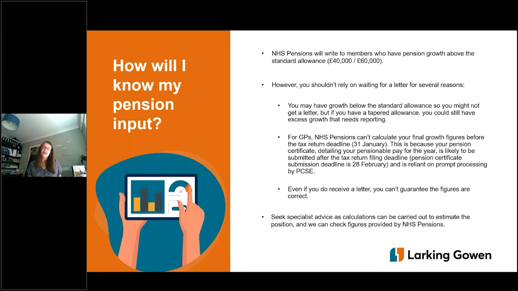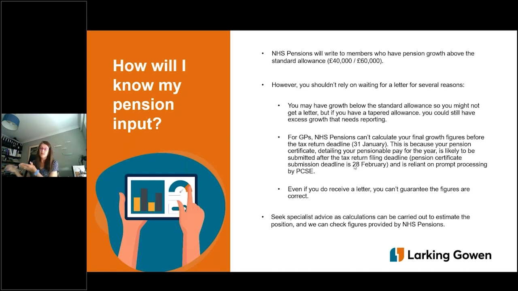So yeah, if you've got a pension excess, you're not going to know about it at the time you need to complete your tax return. So, for example, for the tax year ended 31st of March or 5th of April 2023, you're not going to submit your pension certificate, which forms pretty much the basis of the annual allowance tax charge, until February 2024. You're going to submit that to PCSE. They're going to process it. They're going to send the data to NHS Pensions, who are then going to do a refresh in August 2024.